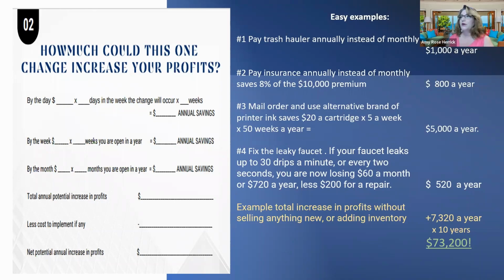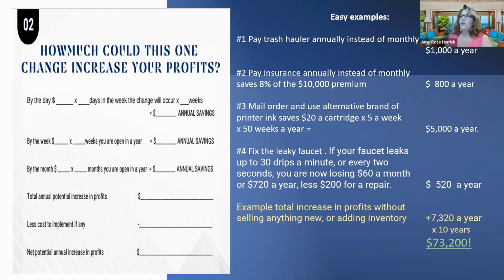Let's say it costs $200 to repair it. That gained us $520 a year. Now, when I add up all those items, and those are little changes, no one of them is huge, then we've got a change of $7,320.